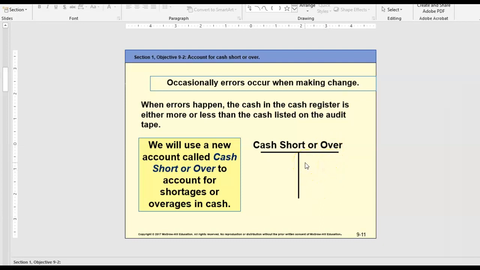So what does that mean? When cash comes up short and the shorted amount is put over on this side, it will be recorded as an expense, because expenses are debits, and this is a cash shortage, so that's an expense. If we have too much cash and we have a cash over on the credit side, we count that as revenue. It's extra cash. It's then counted as revenue. So that's what this account is all about.